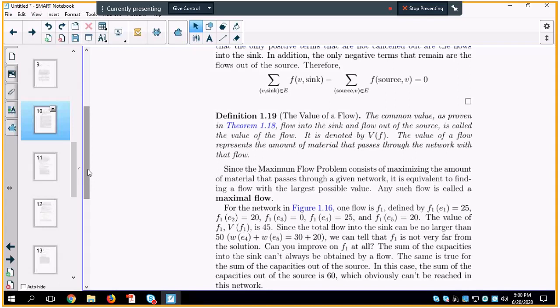Okay, now the value of the flow will be that common value. So however much flows into the sink or however much flows out of the source, the total of that is called the value of a flow, and it's often going to be denoted just by capital V of F. So we want to make sure we don't get confused because we're used to thinking of that capital V in relation to our vertex set. So it should be clear from the context which one we're talking about.